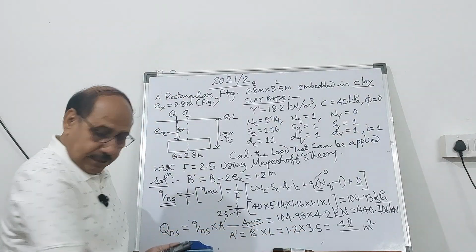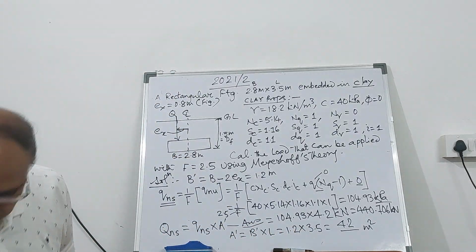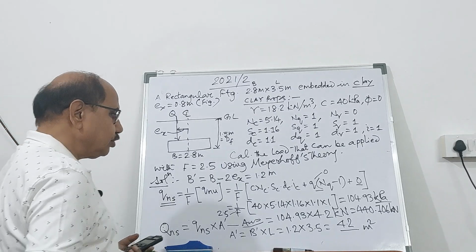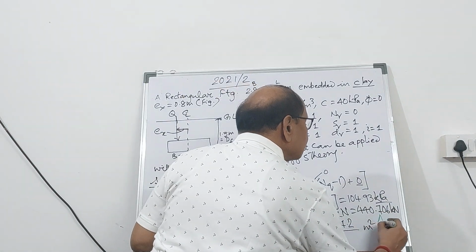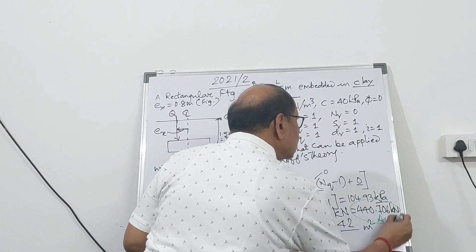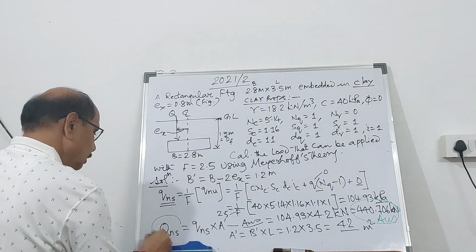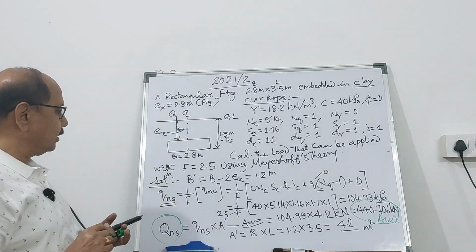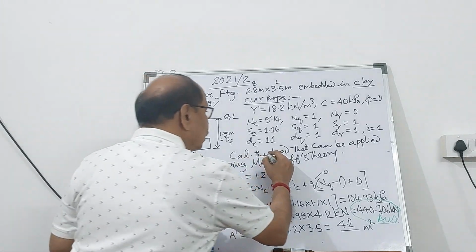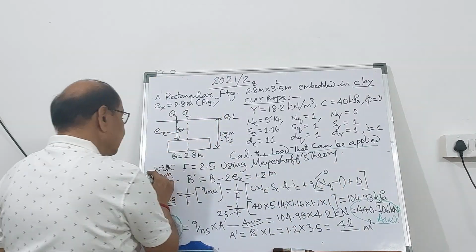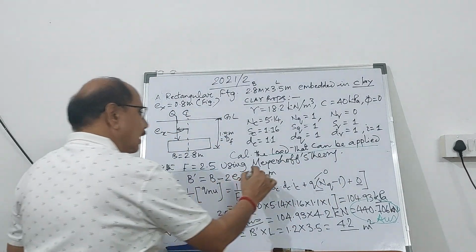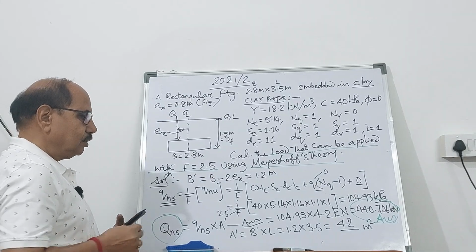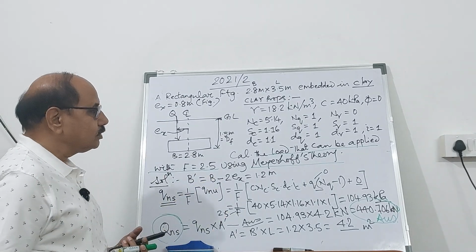So friends, you can see that all of you can do it very quickly in the examination. This becomes the answer. This is the net safe load that this footing can be applied. So that was the question, the load that can be applied with the factor of safety, and you have to use Meyerhof's theory. So in one step, you can find out the solution.